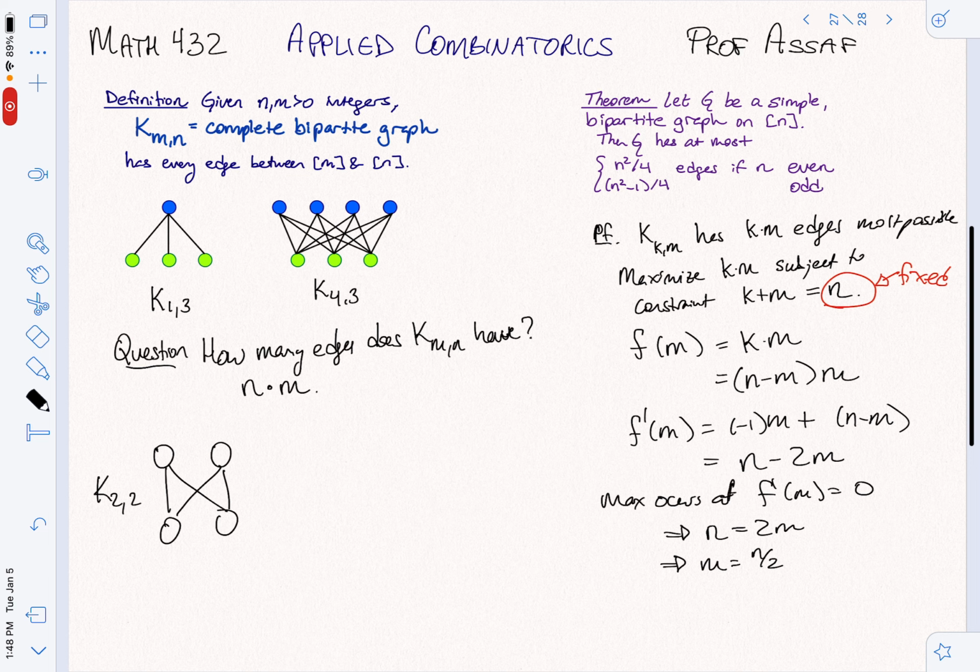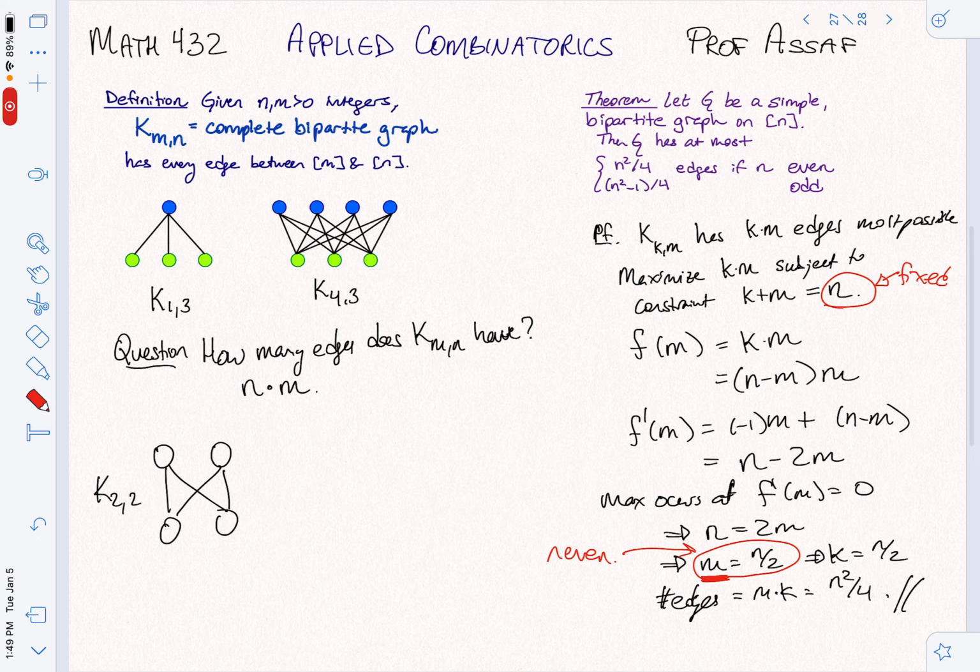So if m equals this, then that implies that, of course, k is also going to be half of n. And so the number of edges is equal to m times k, which is n squared over 4. Now be careful, because if I'm talking about something like a graph, this isn't actually true unless n is even. We need to be a little more careful if n is odd. If n is odd, we have to go to the nearest integer. And that's exactly when we're going to have a disparity between k and m.